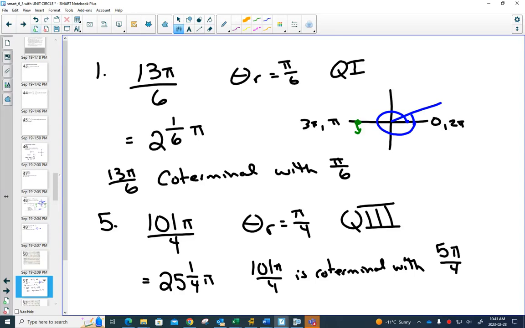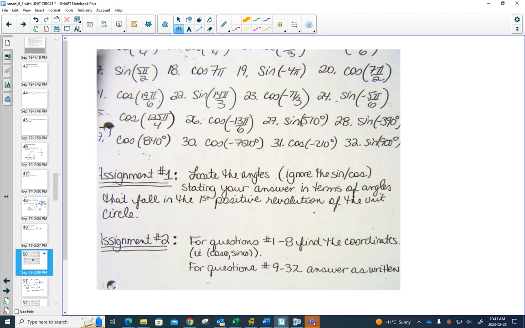So that's assignment 1. You're going to do all the angles. You're going to think about what's the reference angle, what quadrant it's in, and then say what it's coterminal with. With the first, in the positive direction, the first thing it's coterminal with. Because any angle has infinite amount of things that it's coterminal with. We're just trying to find the first positive one. That is assignment 1. Assignment 2 says, for questions 1 to 8, find the coordinates. And for questions 8 or 9 to 32, just answer the question.